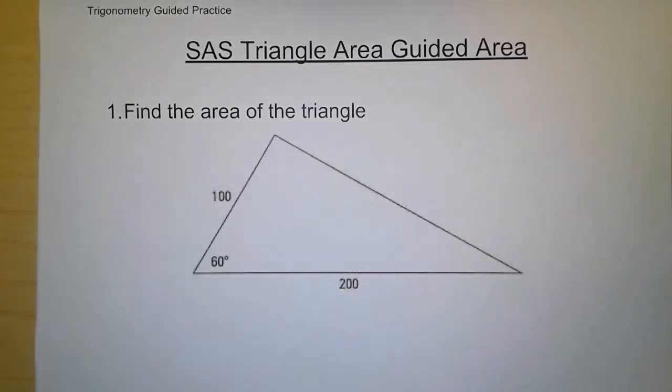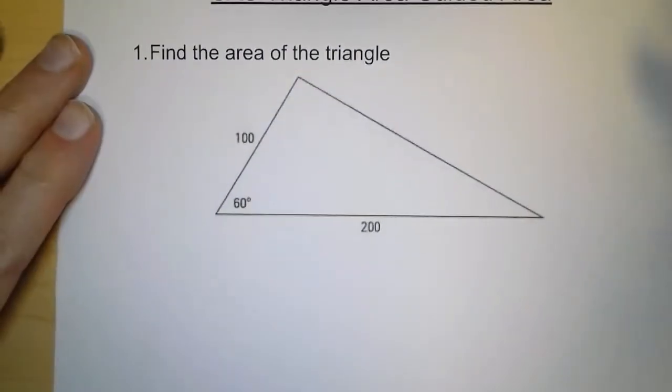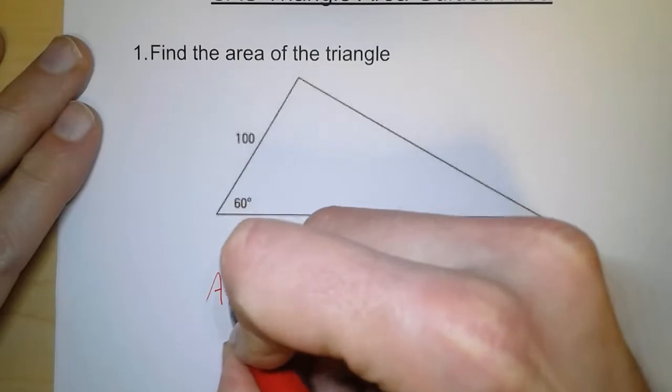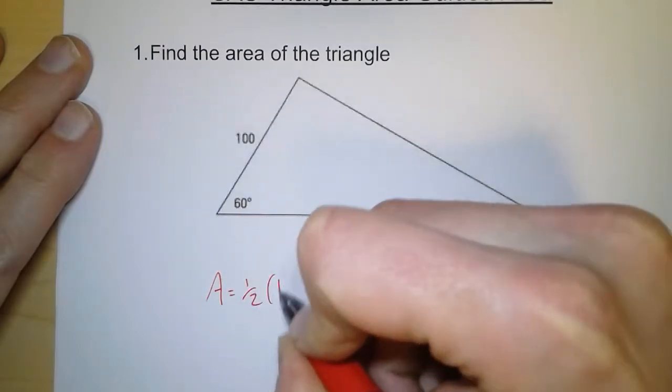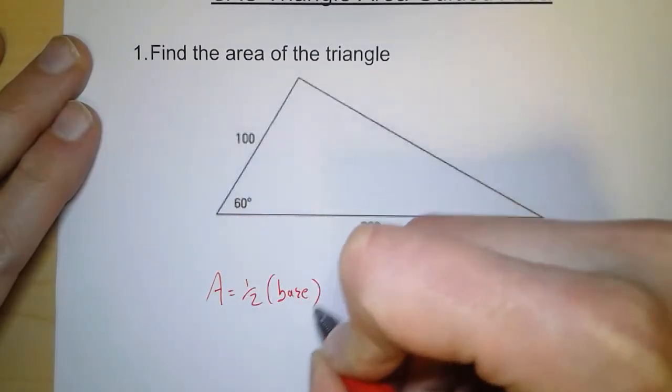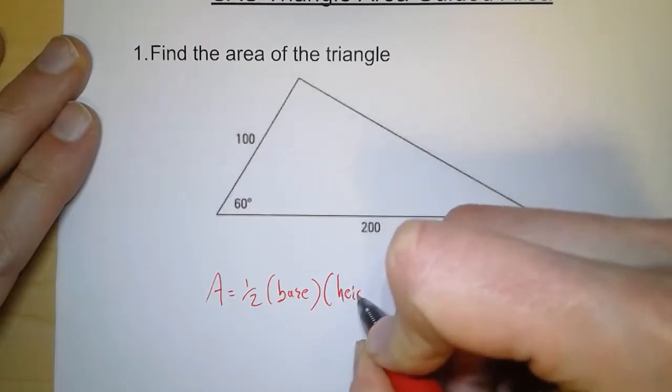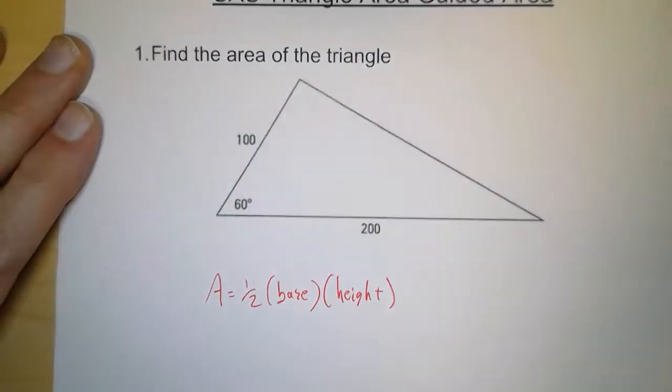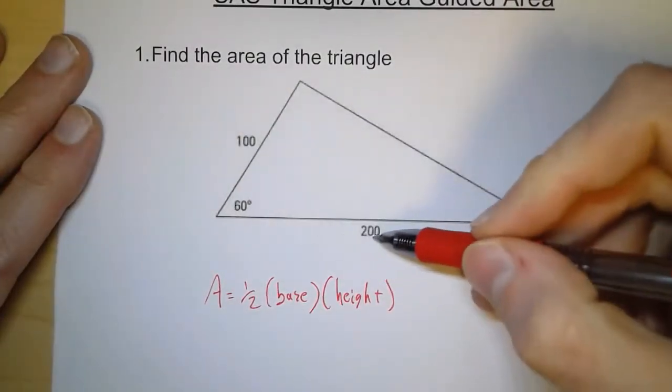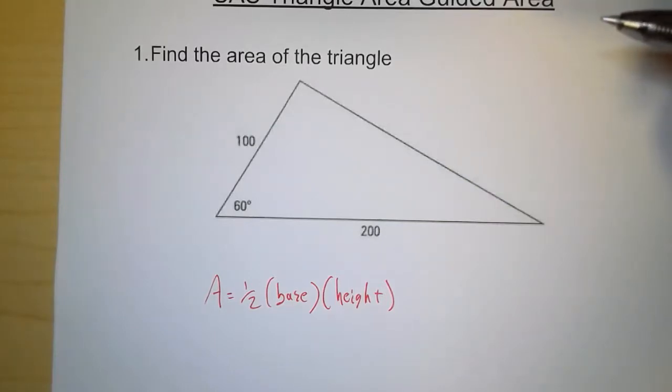So, let's get started. Now, from geometry, we remember that the area formula for a triangle is 1/2 the base times the height. Now, the way this triangle is drawn, we can see that the base is 200. But what about the height?